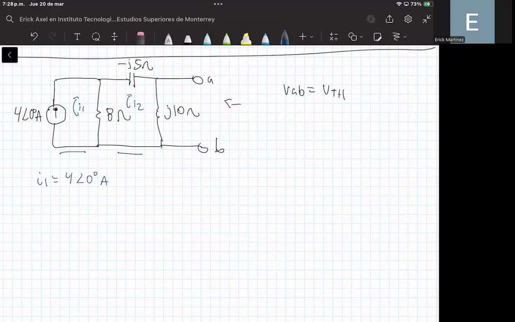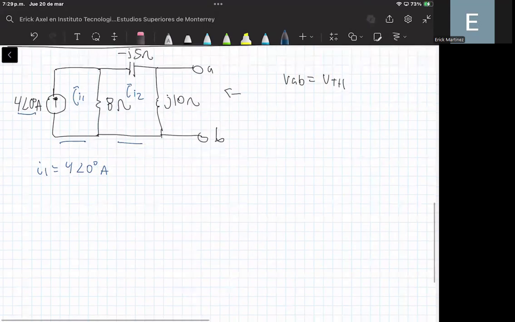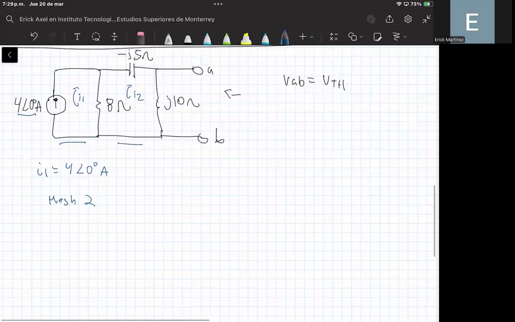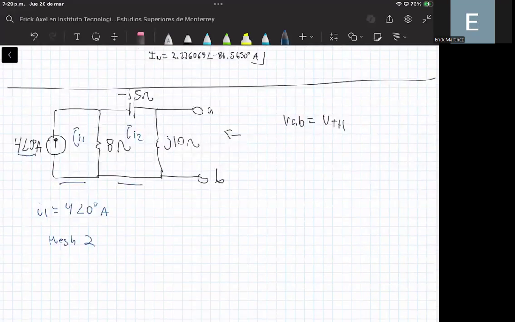Okay? And that means that these two currents are equal because you can notice that here we have this current source that is pointing in the same direction as I1. Okay, so that is why we are making this expression, no? That I1 is equal to the value of the current source. Okay? And for mesh number two, you can notice that here we have the current I2, and we can apply the Kirchhoff voltage law to this loop, okay?